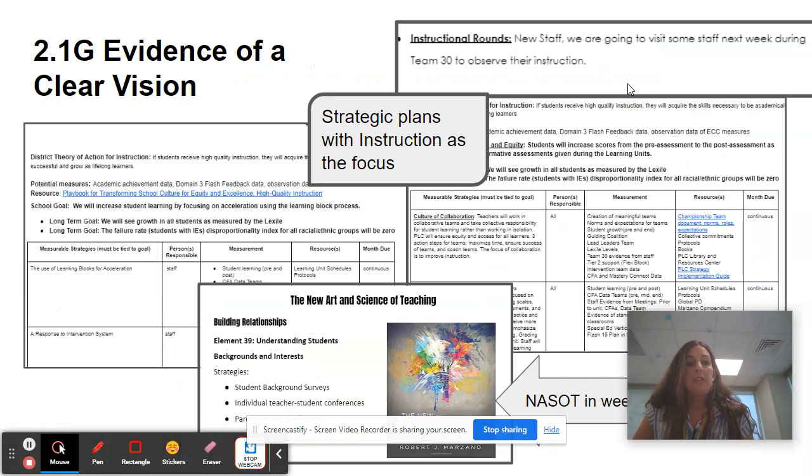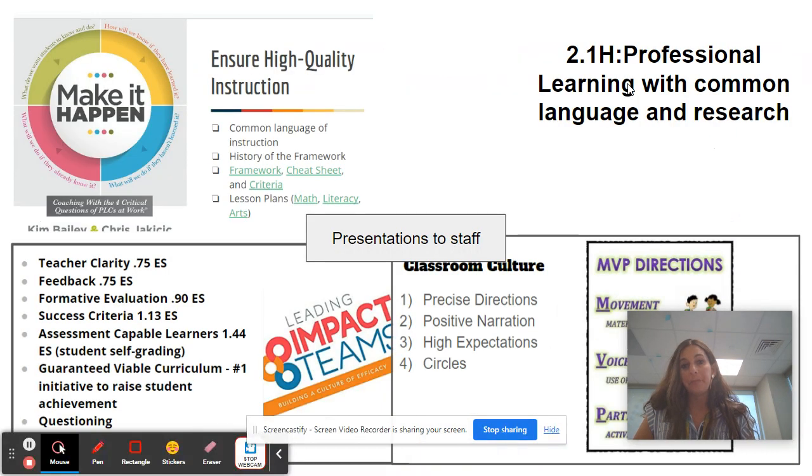This here shows our evidence of a clear vision. You'll see here that our strategic plan focuses highly on instruction. It's not only our focus area, but it's an area that we spend a lot of time in our professional development as well as our collaborative time. So this here shows the evidence of clear vision surrounding this. And the new art and science of teaching has been a tool that we've utilized for this practice since the onset of the introduction of the resource itself.